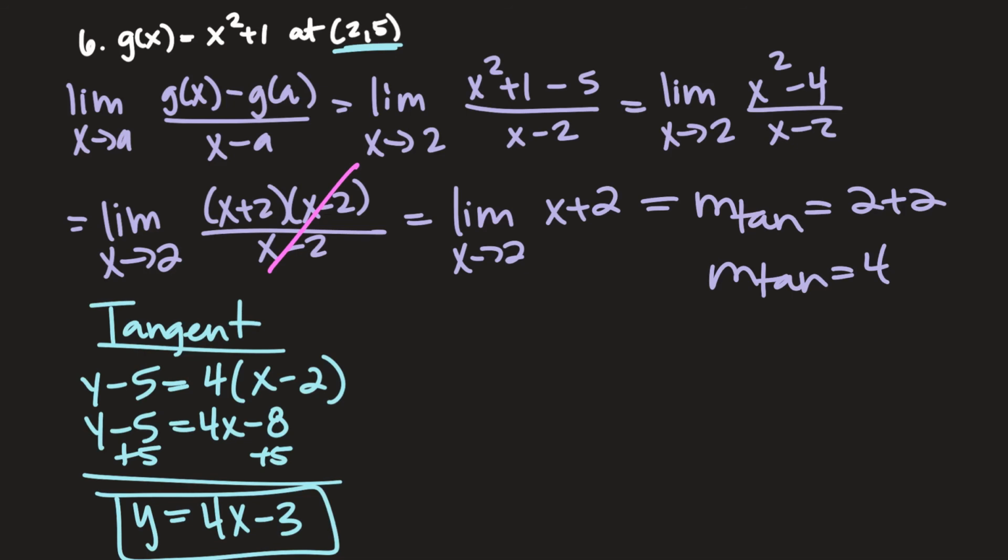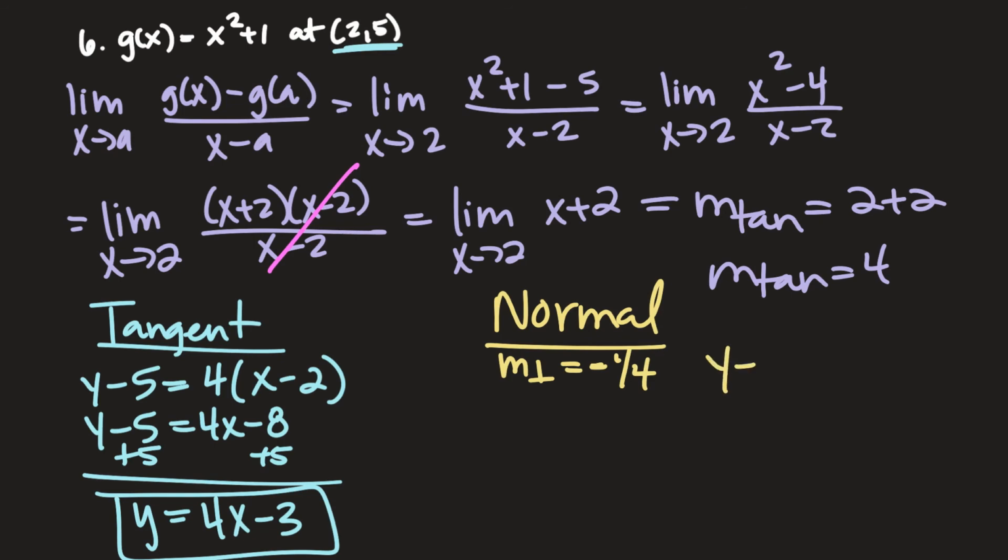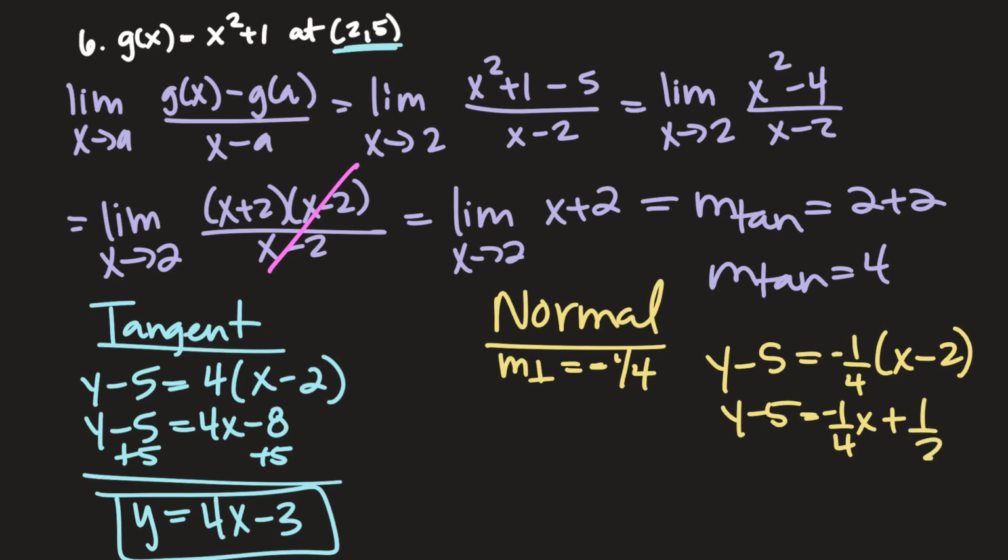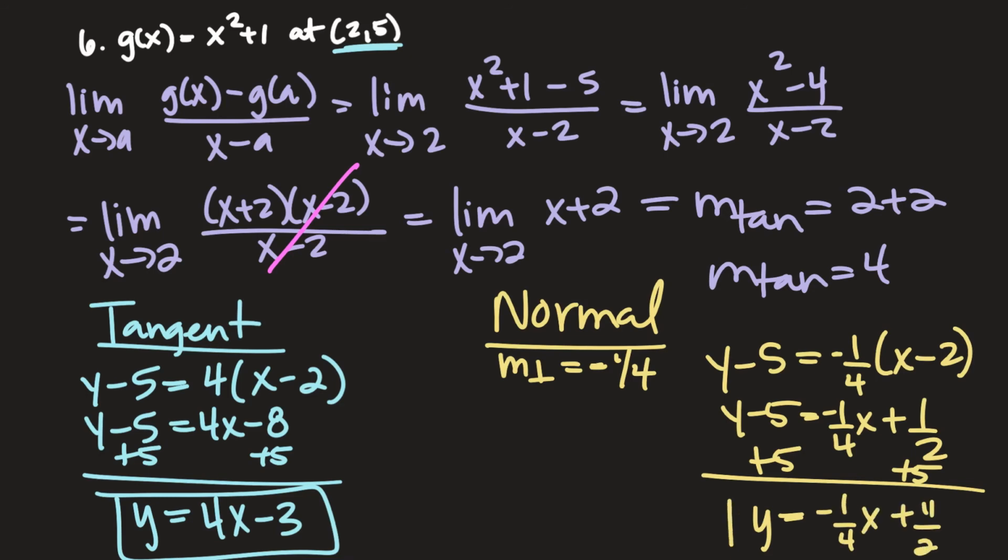So then to find the normal line, remember that it has perpendicular slopes, so that would be negative 1/4. We're going to use the same point. So I have y minus my y value of 5 is equal to my slope, negative 1/4, times x minus my x value of 2. So I have y minus 5 is equal to negative 1/4 x plus 1/2. Add 5 to both sides, and we get the equation, the normal line is y is equal to negative 1/4 x plus 11 over 2.